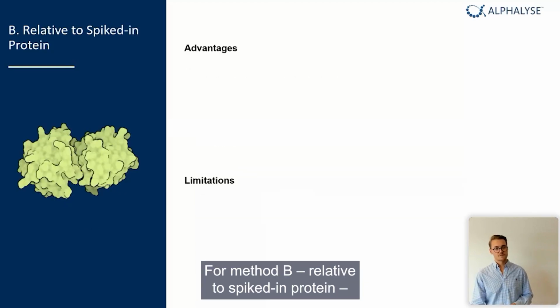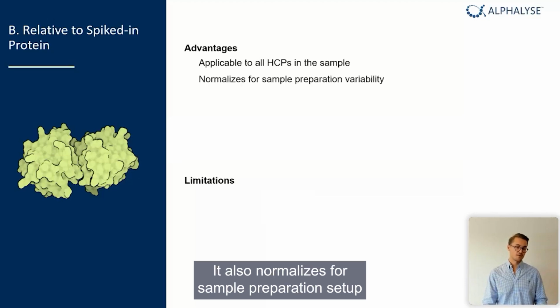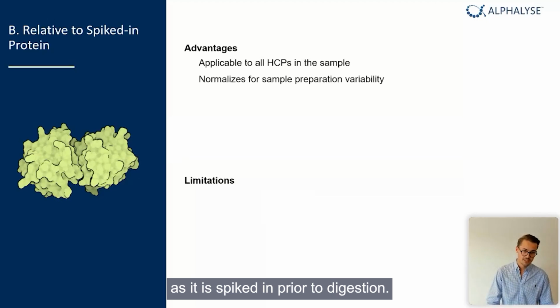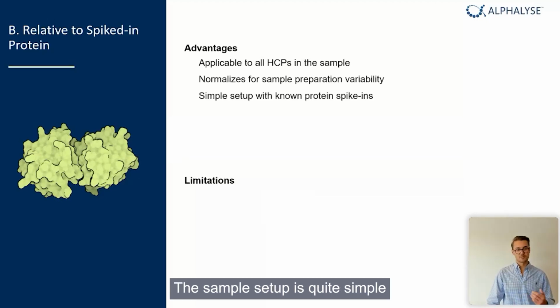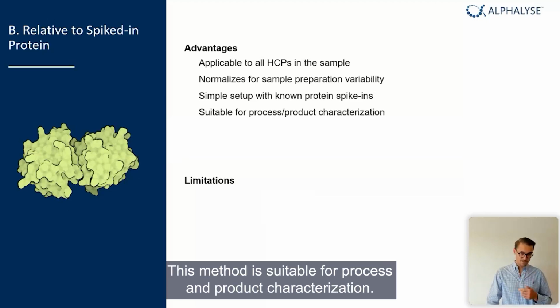For method B, relative to spiked-in protein, it is also applicable to all host cell proteins in the sample. It also normalizes for sample preparation variability as it is spiked in prior to digestion. The sample setup is quite simple as it's with known spike-ins. This method is suitable for process and product characterization.